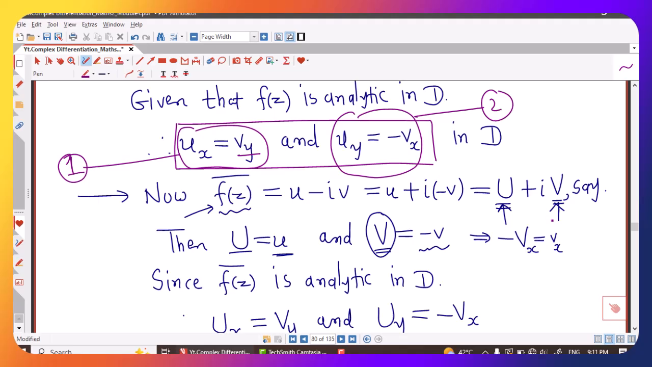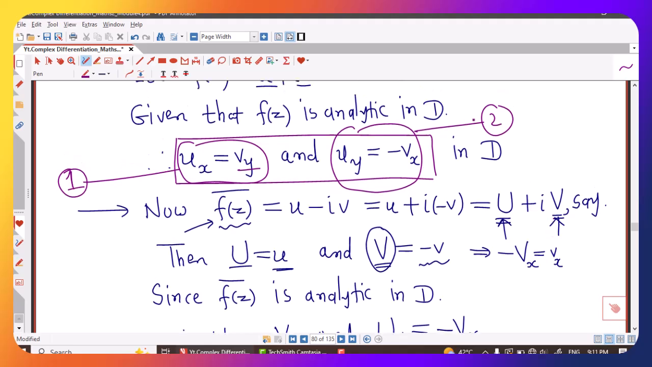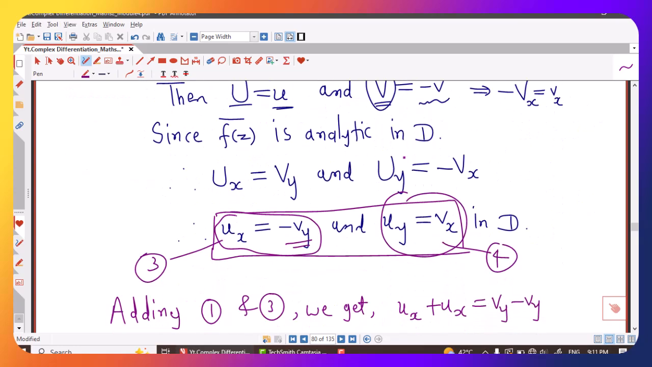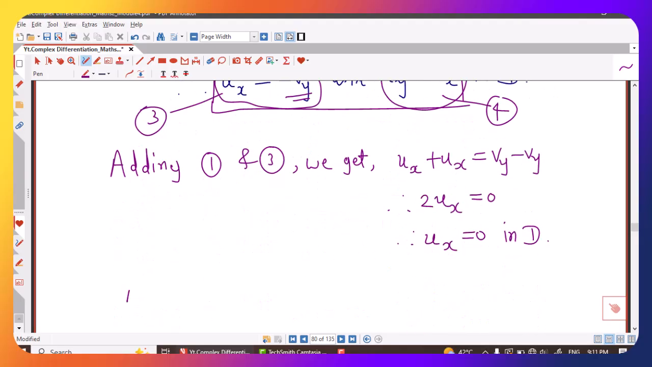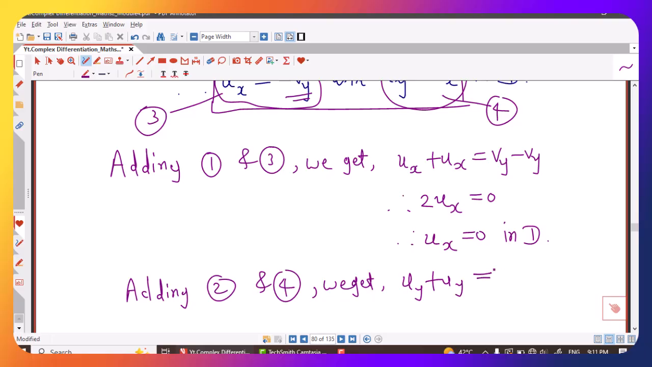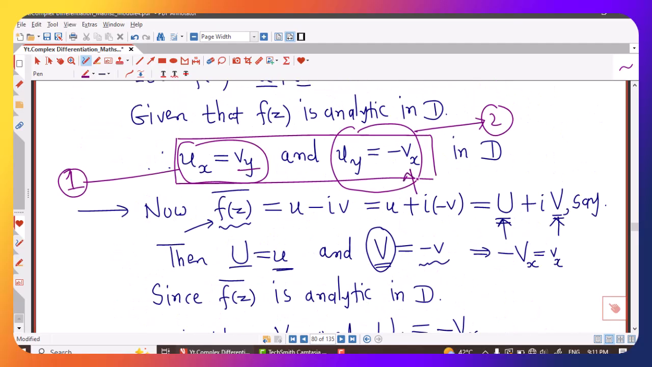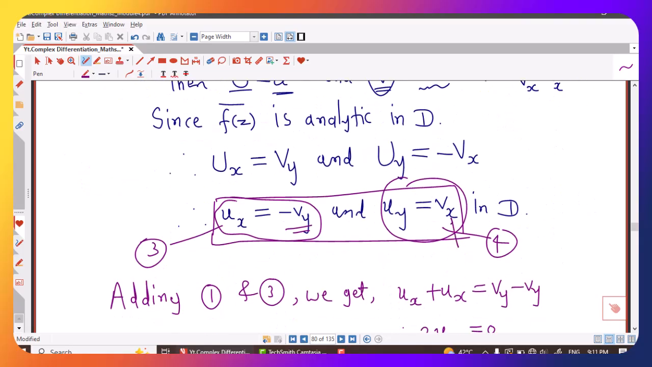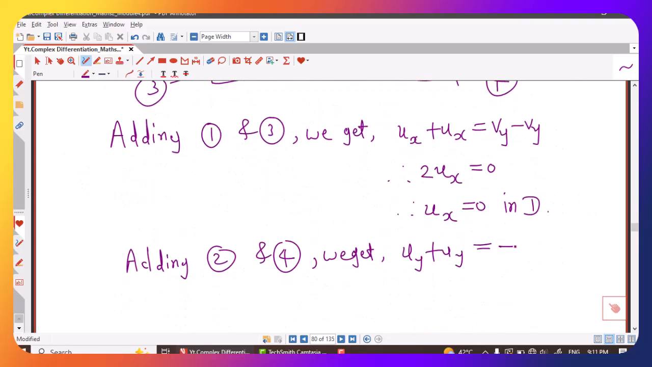Similarly, we add equations number 2 and 4. Here we have uy equal to minus vx and here we have uy equal to vx. So if we add 2 and 4, we get del u by del y on the left hand side, and on right hand side here I have minus vx and here I have plus vx. So here I write minus vx plus vx.